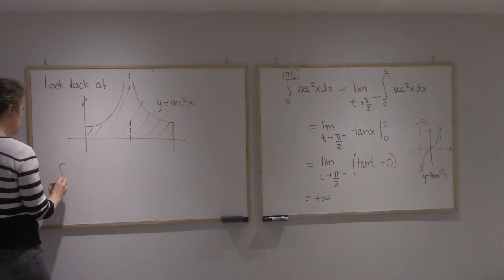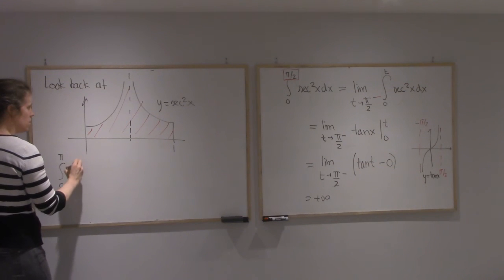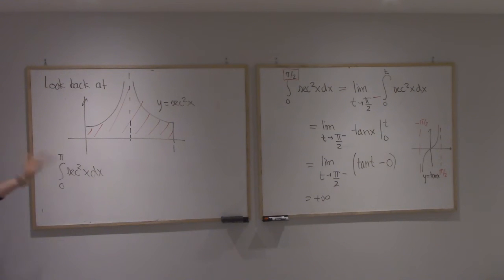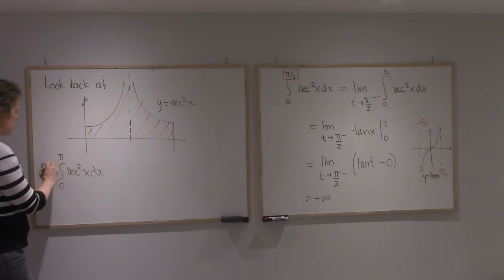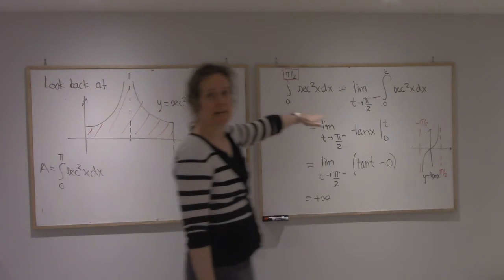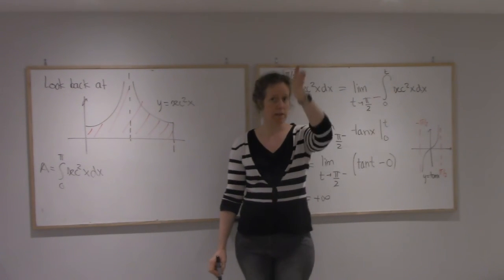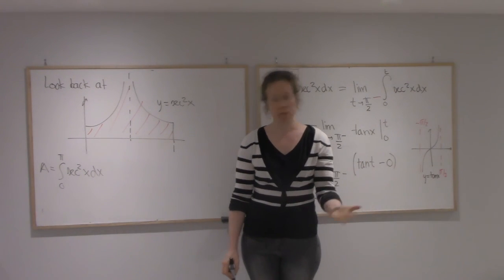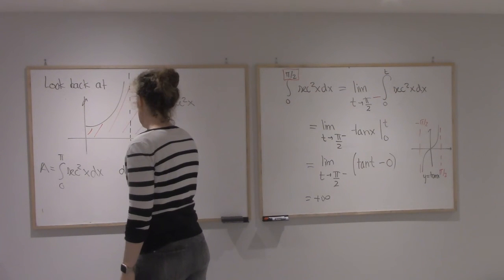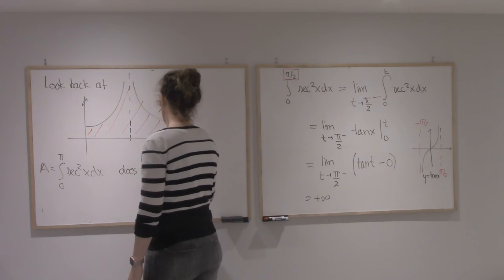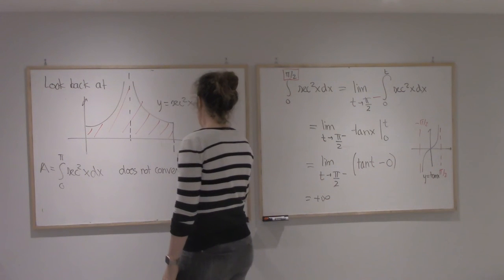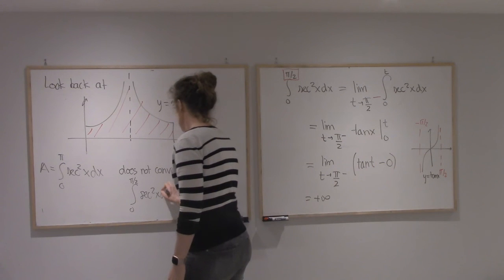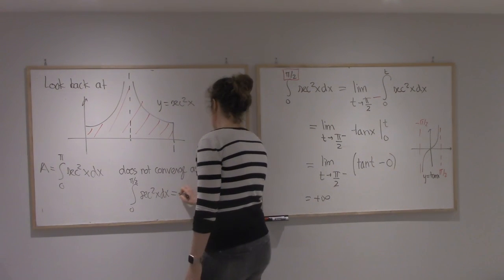And so when I wrote this, that was fine, that's the area. But now according to this, if I split it at pi on 2 like I'm supposed to, the first integral does not converge, and so the whole thing does not converge. As the integral from 0 to pi on 2 equals plus infinity.